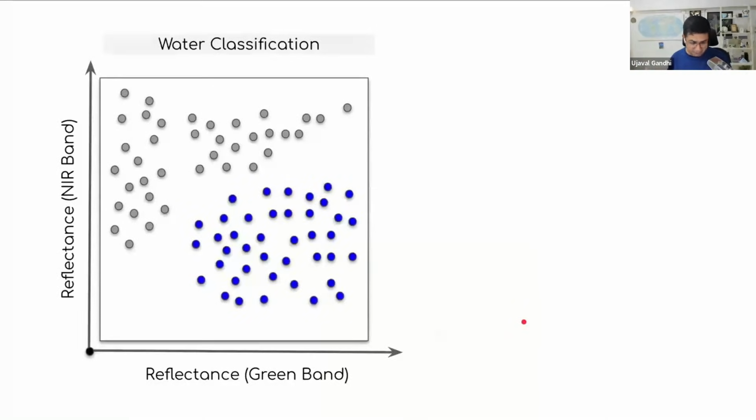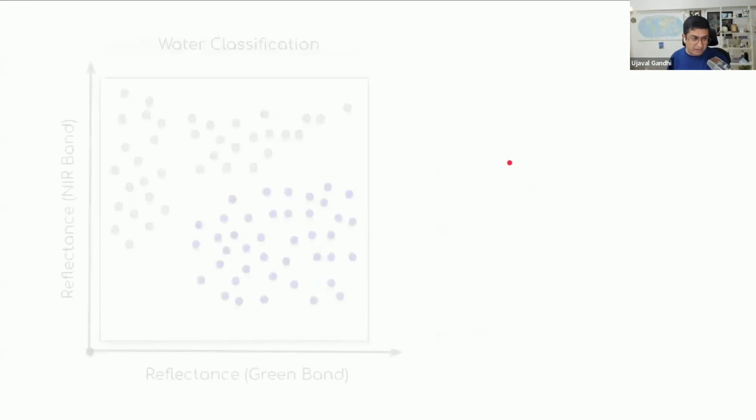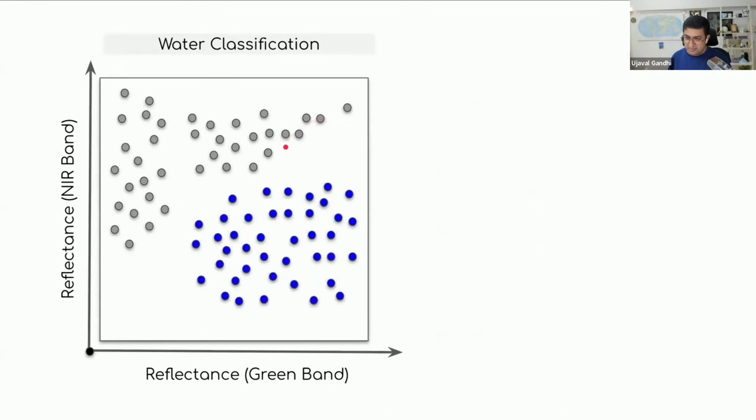So this is the data. If I plot this on a chart, you can see I have the green and NIR values and I have the label. If I plot this, this is what my label data looks like. Water generally has low reflectance in NIR and high reflectance in the green band. And if I plot this, I can see this pattern.